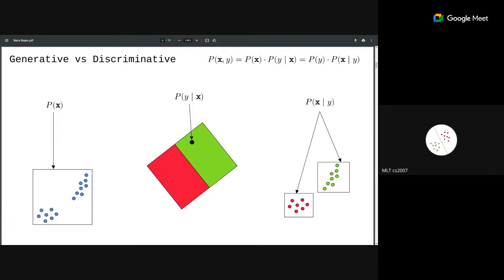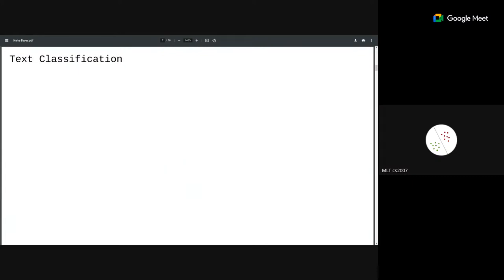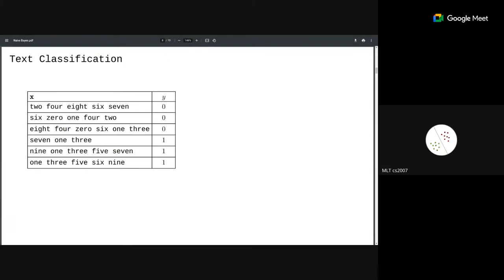Okay, so that is the generative versus the discriminative part. Now we'll go into one particular example. This was also discussed in the lectures, but I want to take this up in slightly more detail. So we look at the problem of classifying a piece of text. The specific example that was presented was spam classification, whether a given mail was spam or not spam. What we'll do is a slightly different problem. You have this data set given to you.